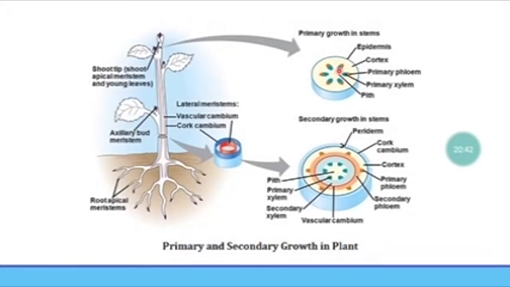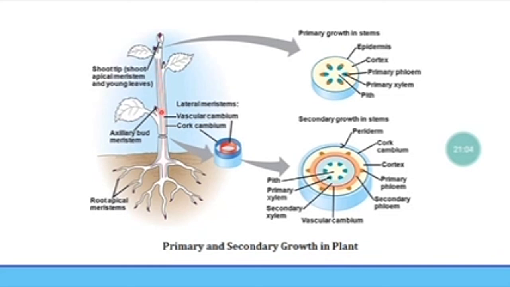Mainly they are primary and secondary. Primary means apical and intercalary. Secondary means lateral and intercalary. Apical is found in the tip of the root and shoot, and its main function is to increase the height. How do we increase the height? By the concept of cellular enlargement.